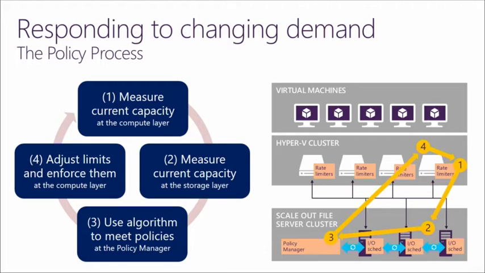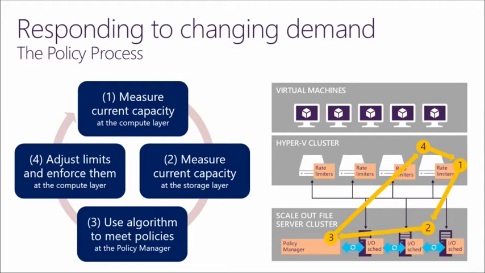We've got number one, measure the current capacity. So your Hyper-V VM, and this is a cycle. Remember, this isn't just a one-off process. This cycle is happening all the time between your Hyper-V cluster and your scale-out file server cluster. These rate limiters are figuring out what is being used by this VM, what this VM is trying to do, and how much IOPS it is trying to use from my backend storage infrastructure. That similarly is measured at the storage layer, measuring the capacity, the usage.